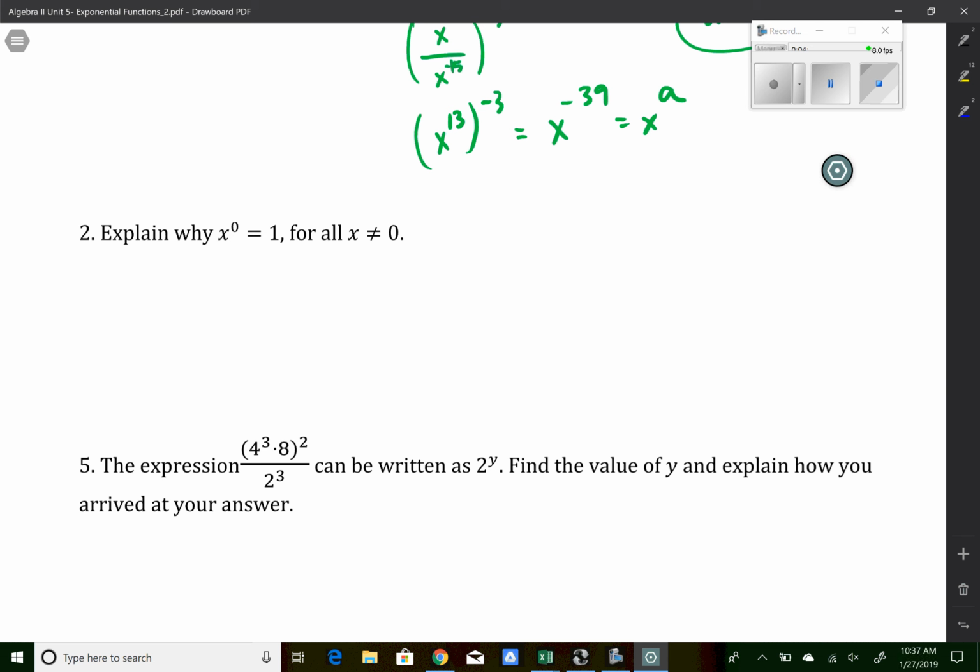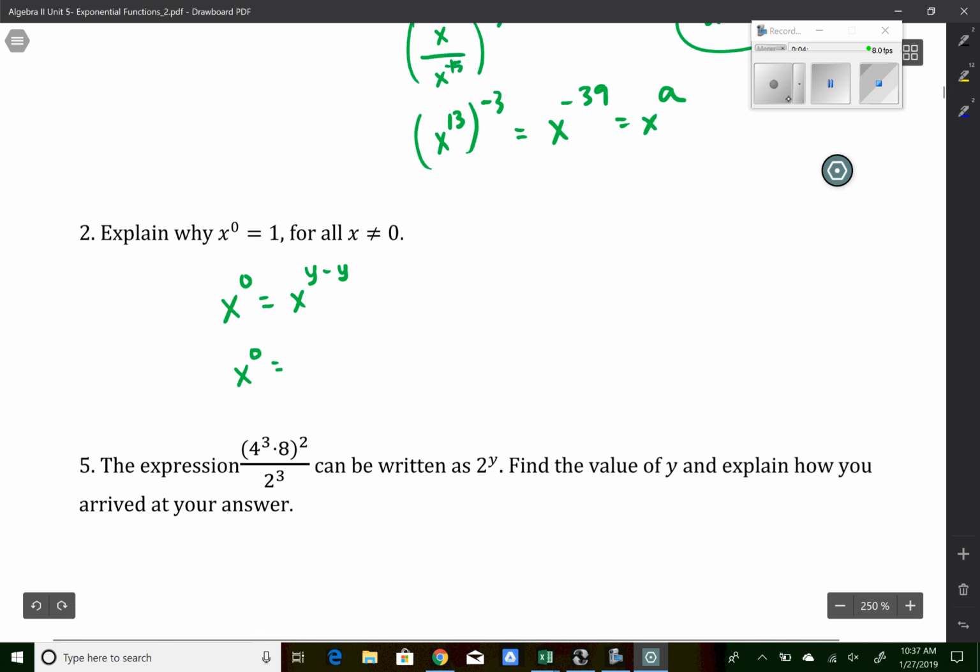I'd like to show you another way of doing this to kind of further show you that this all works, right? So 1, right, is anything divided by itself. So if I have x to the 0, and I rewrite that as x to the y minus y, well, y minus y is 0. If I subtract something from itself, I have 0. Well, one of the rules that we know is true is if I subtract in the exponent, that's really division.